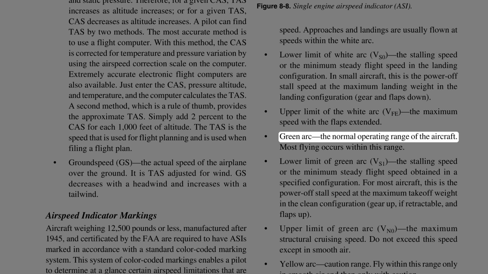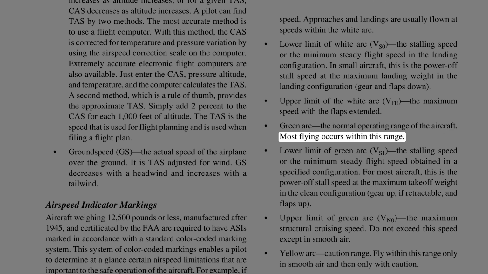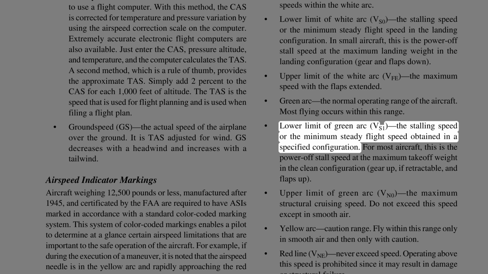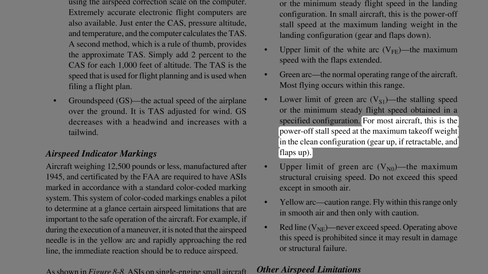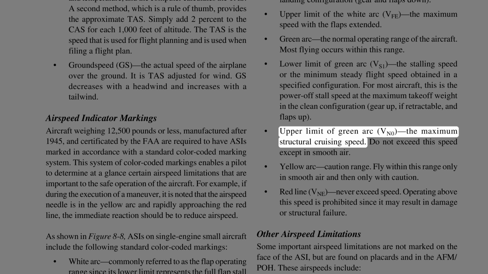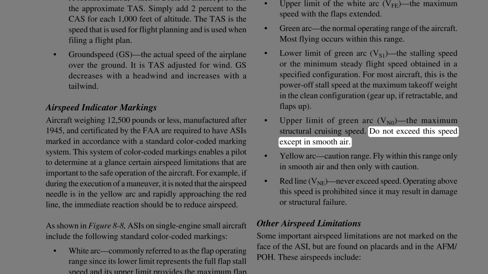Green arc, the normal operating range of the aircraft. Most flying occurs within this range. Lower limit of green arc, VS1, the stalling speed or the minimum steady flight speed obtained in a specified configuration. For most aircraft, this is the power-off stall speed at the maximum takeoff weight in the clean configuration, gear up, if retractable, and flaps up. Upper limit of green arc, VNO, the maximum structural cruising speed. Do not exceed this speed except in smooth air.